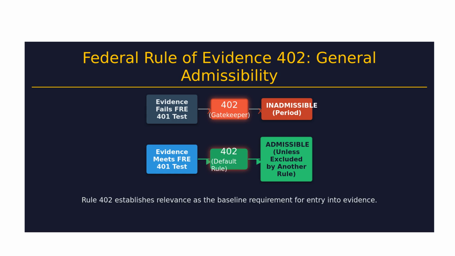Now we move to the next critical step in the admissibility process, Federal Rule of Evidence 402, which governs general admissibility. Rule 402 acts as the primary gatekeeper for all evidence. Its mandate is straightforward. If evidence fails the relevance test established in Rule 401, meaning it does not logically tend to make a fact of consequence more or less probable, then that evidence is inadmissible, period. There is no further inquiry needed.